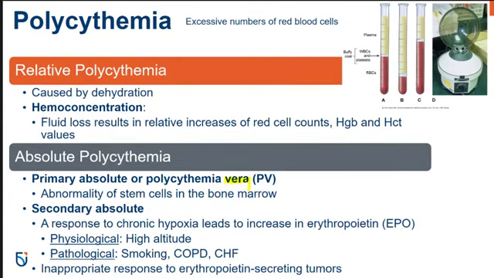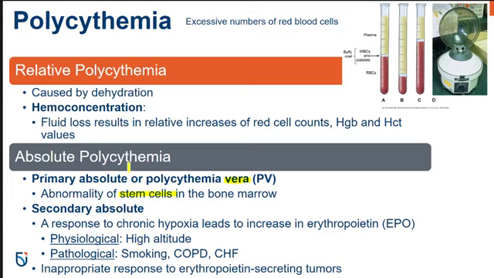And this condition of polycythemia vera is where there's an abnormality in the stem cells and bone marrow, meaning that the stem cells that produce red blood cells, there's something wrong with them, and they produce red blood cells in far greater quantity than is considered normal. And we'll talk about why that's a problem soon.